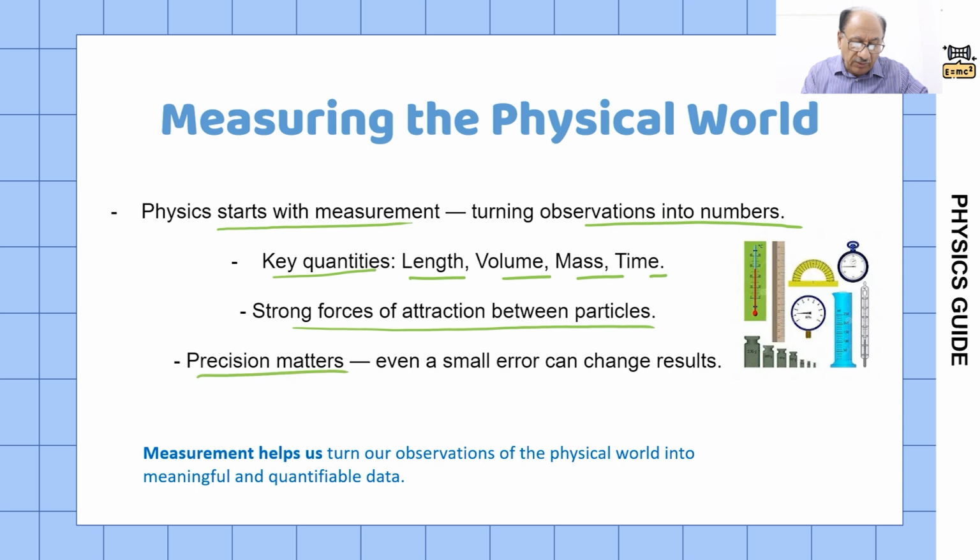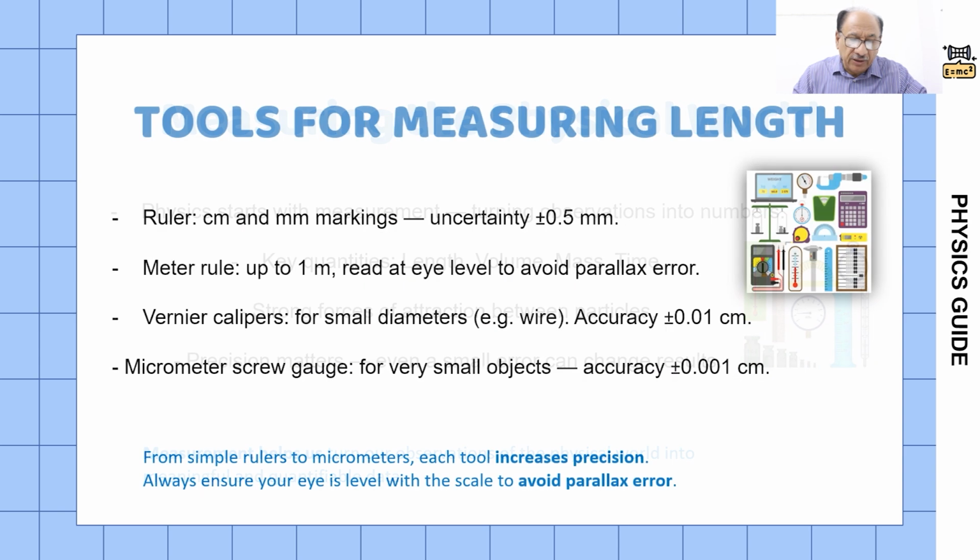Strong forces of attraction between particles, we are measuring that also. So precision matters. Even a small error can change things. These are the things in the physical world which affect our life, and we are measuring them. Measurements help us turn our observations of the physical world into meaningful and quantifiable data.